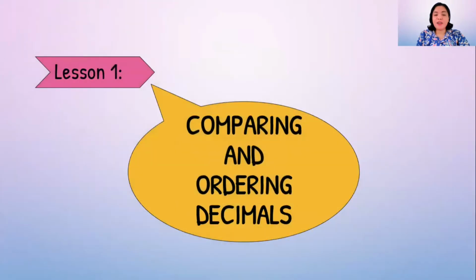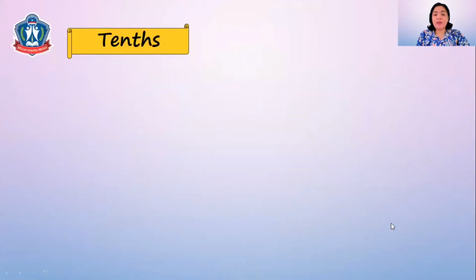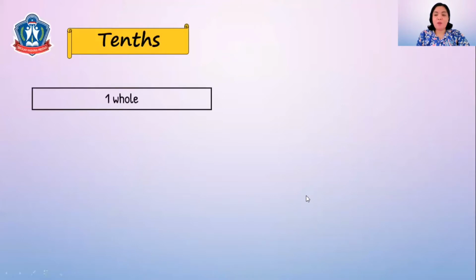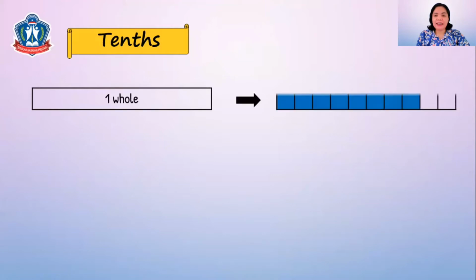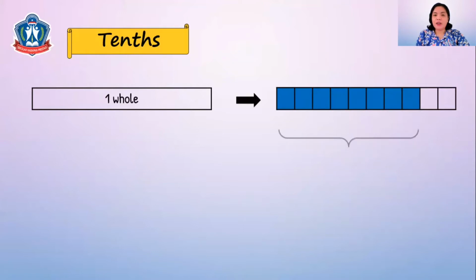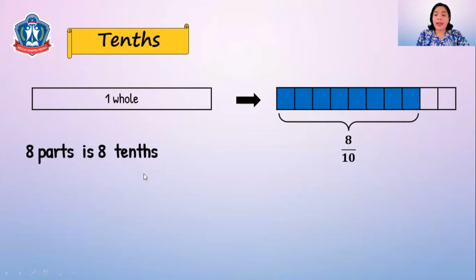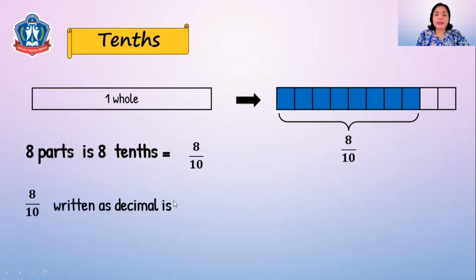Let's start with lesson 1, comparing and ordering decimals. But before that, let's review first about tenths. What are tenths? So I have here a 1 whole, and let's divide this into 10 equal parts. Now, how many parts are shaded with blue? Yes, there are 8 parts. So if we write that as a fraction, that is 8 tenths. 8 tenths means 8 parts out of 10. And this 8 tenths, if we write this as decimal, that is 0.8.